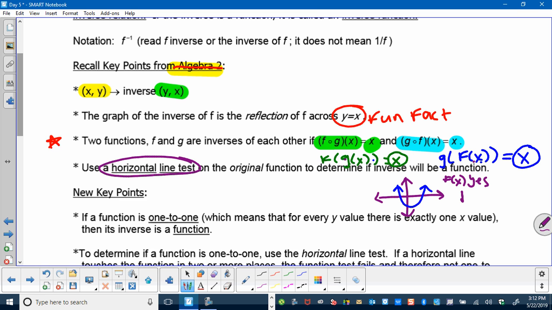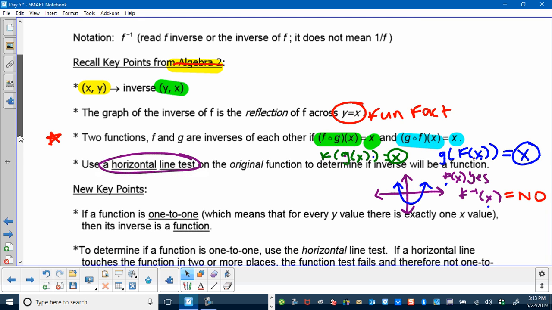Cool. But if I want to know about the inverse, remember that little -1 from trig? That's the inverse. If I want to know if the inverse is a function, I have to do the horizontal line test. Oh my God, that hits the graph twice. That's not a function, which means the inverse of that graph will not be a function. The vertical line test is for the original function f of x. The horizontal line test is for the inverse of the function, or the f with the -1.